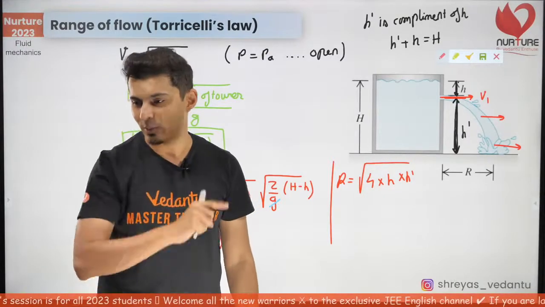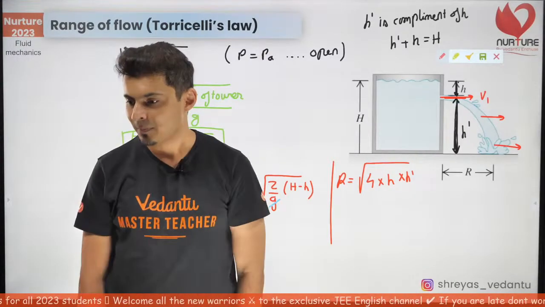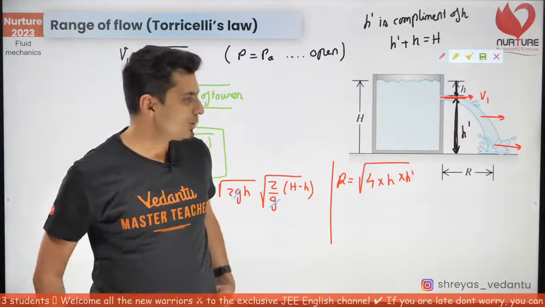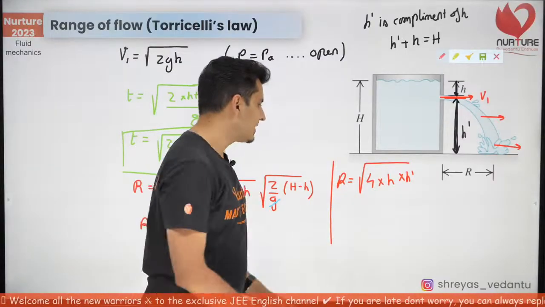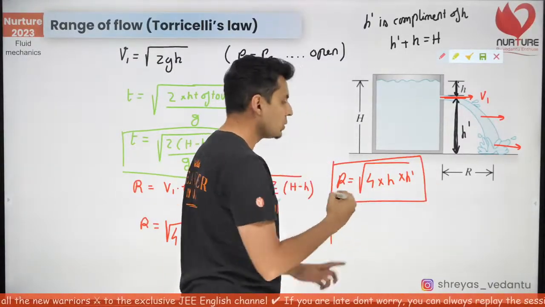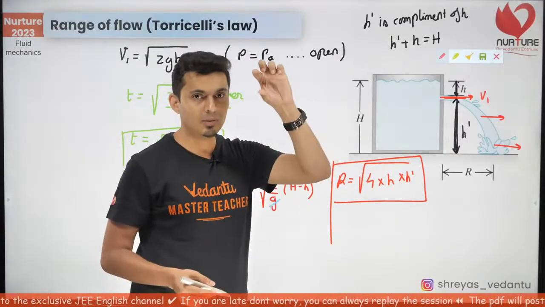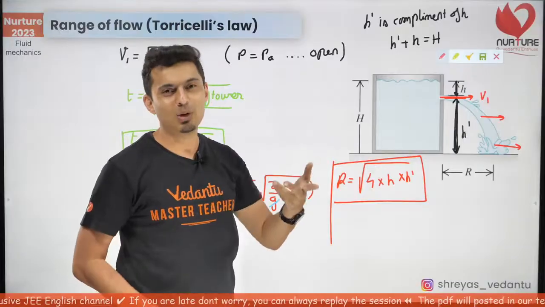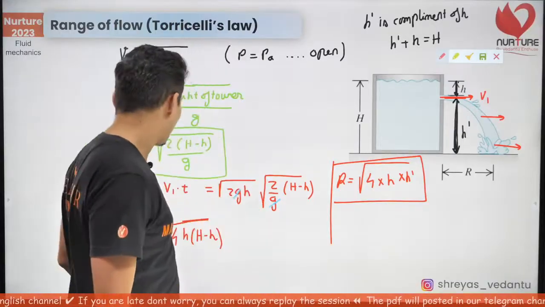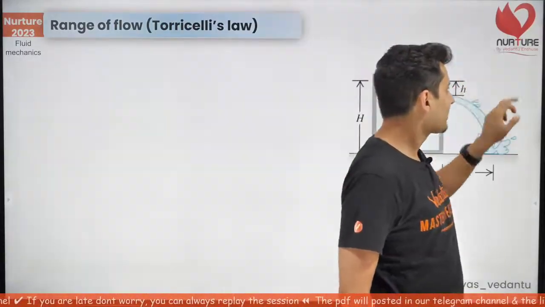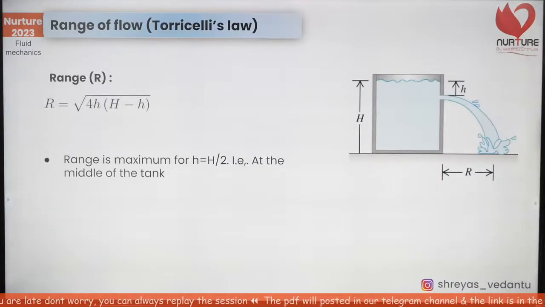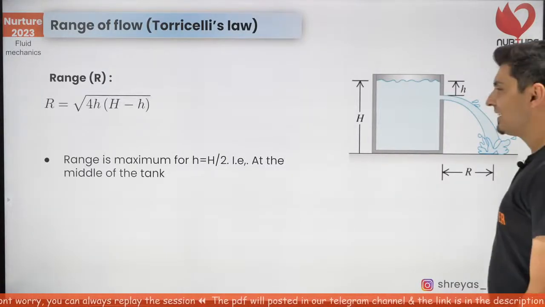Is it clear, my warriors? Yes, velocity vector is like a projectile motion too. So the range is just like 4 into H H prime. H is one height from the top, H prime is the other height from the bottom. It makes our job easy. So that's how you can remember it. Fair enough, my warriors.